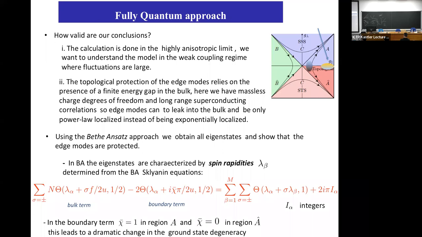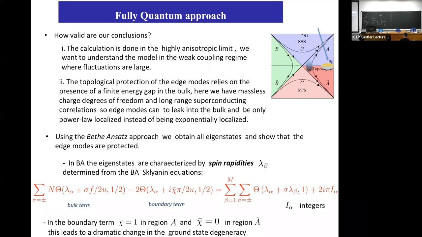So how valid is this conclusion? The calculation was done in the very anisotropic limit. Remember, I took beta goes to zero in order to dominate the configuration semi-classically. But really, we want to study the model in this regime where quantum fluctuations are enhanced.